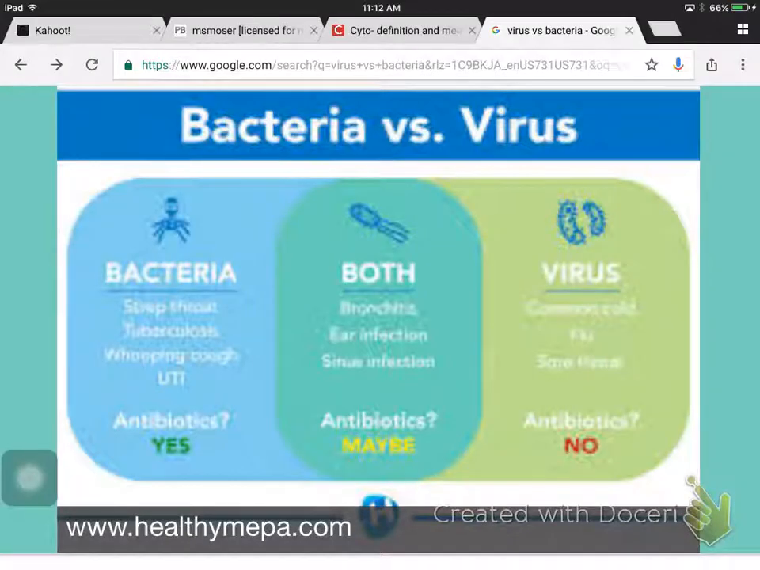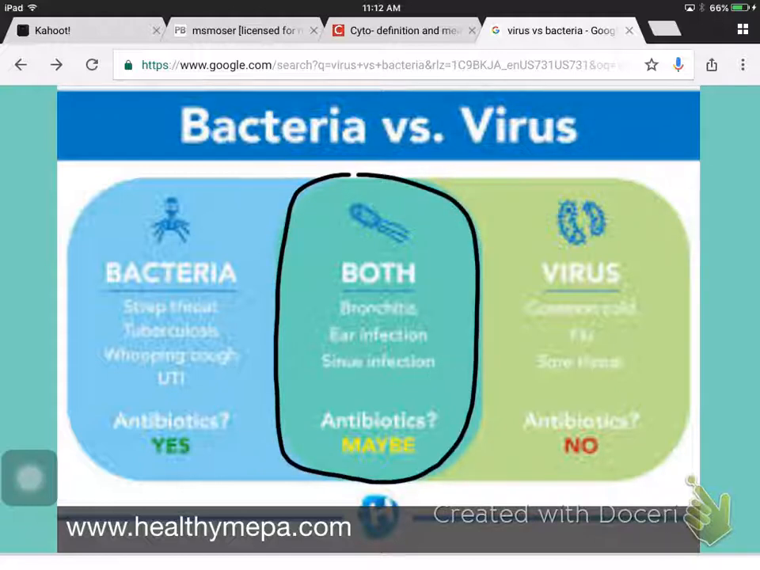So this is a little graphic that I picked up from the Mayo Clinic. And boy, it's fuzzy, isn't it? Yeah. So I'm gonna sort of write over this a little bit. So bacterial infections, things that are caused by bacteria. Strep throat.